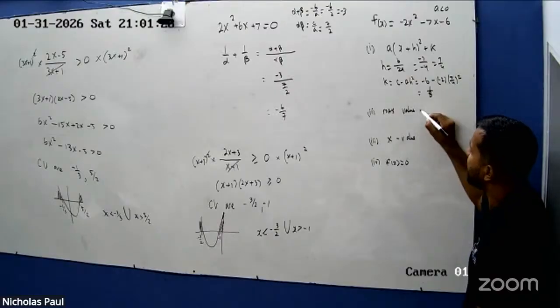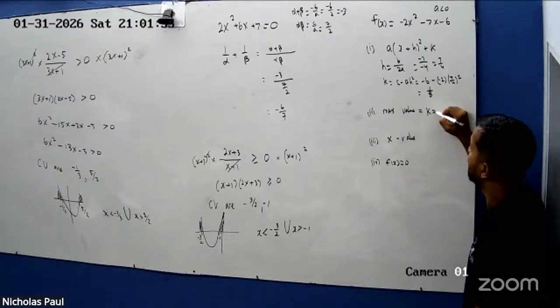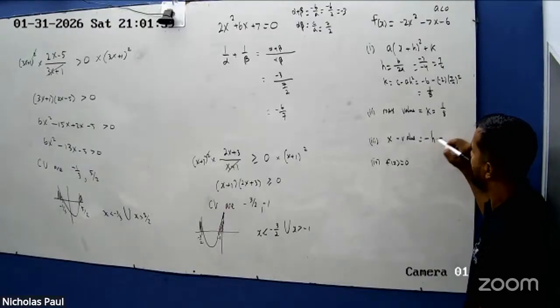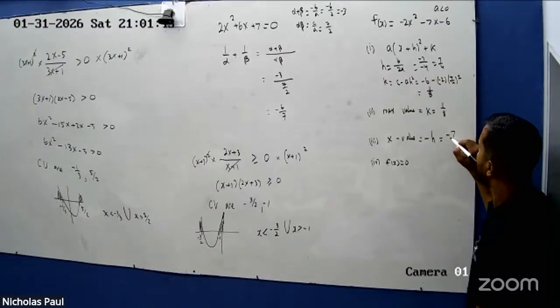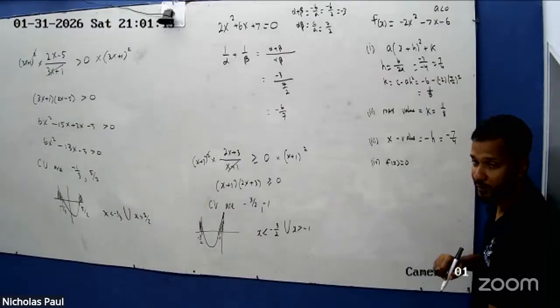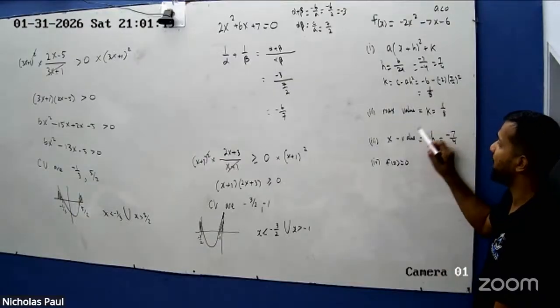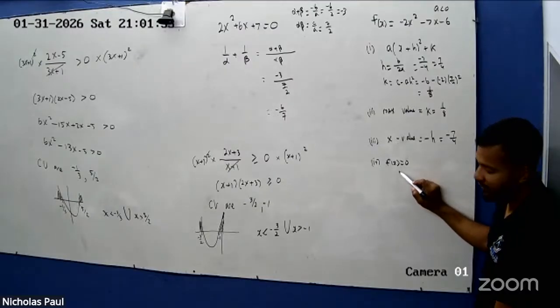How do we find the maximum value? The maximum value is always what? K. And K is 1/8. The X value is always minus H. So H is 7 and 4. It will be minus 7 and 4 plus 2. All right. So the maximum value is always K. X value is always minus H. F of X is equal to 0.